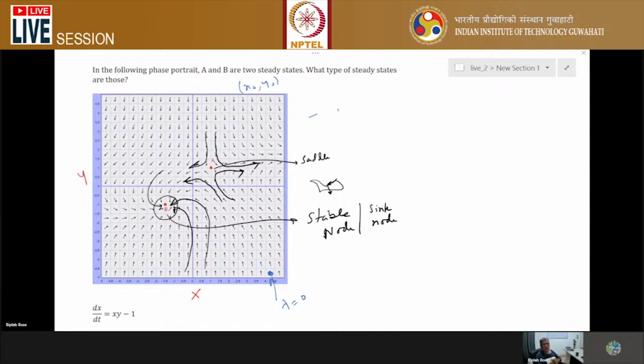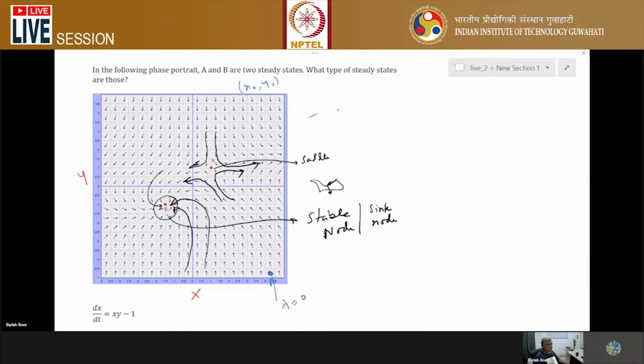This is a steady state. So this is a stable node or sink node. The system, if you start somewhere, it will come and collapse. Okay, I hope it is clear, but try to practice this type of question. This video of the live session will also be available to our online learners later on, in recorded version. So come back to this question and try to answer.